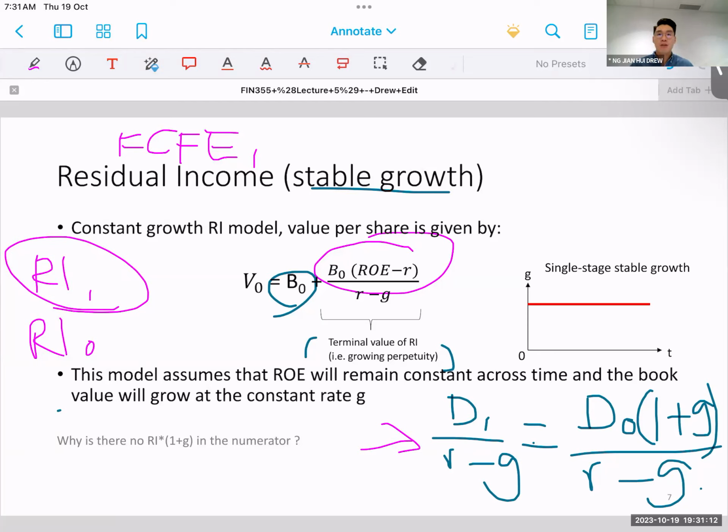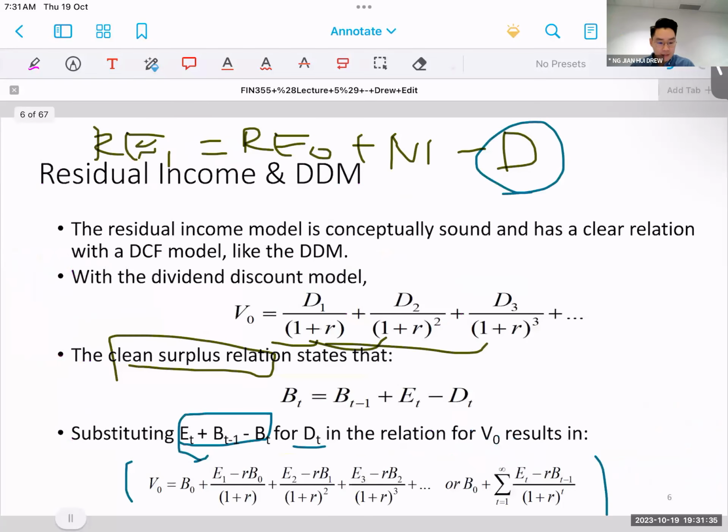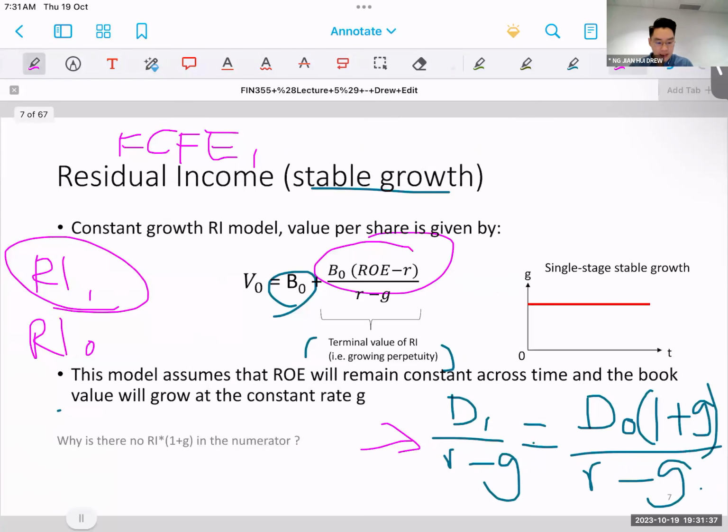And that's because of the way the FCFE was being or is being used, right? So you need to multiply 1 plus G and then we bring it back. In your TMA, you need to calculate the terminal value, and then we also need to discount the terminal value back. So in this sense, RI is already, sorry, it's already the RI1. Okay, so this is an important point to take note of.